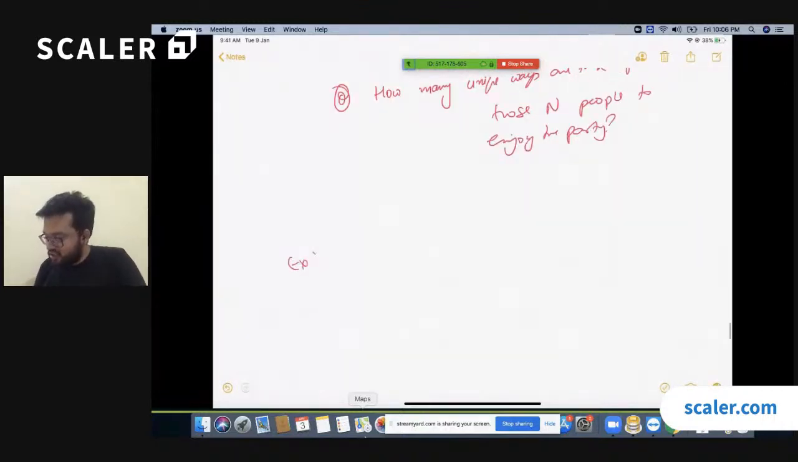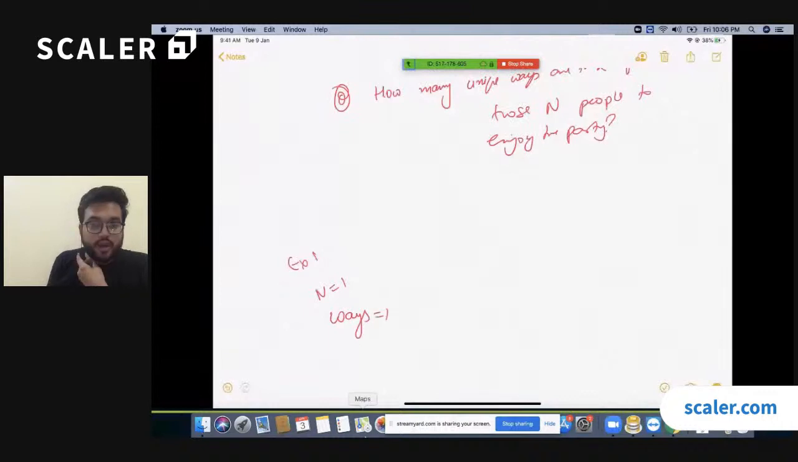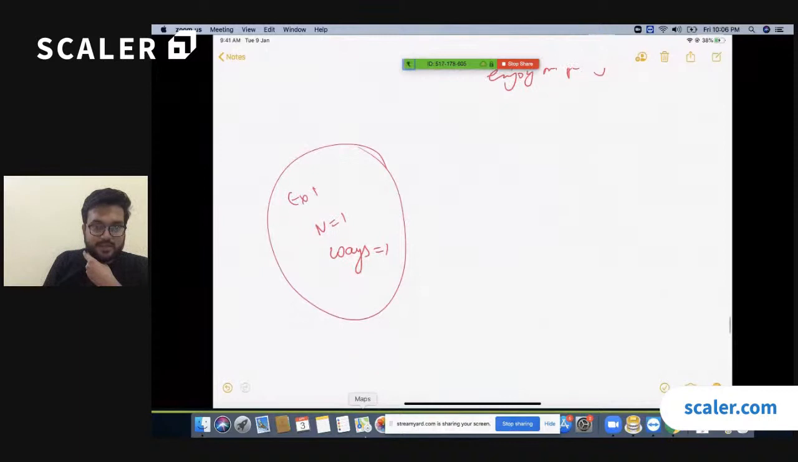Okay, cool. So let's take some examples. Let's say n was equal to 1. If there is only one person, how many ways can that person enjoy the party? There is only one way. The sad way is that he can only enjoy it all alone. So the number of ways would be equal to 1. Does it make sense, people? If there is n equal to 1 person, the number of ways that you can enjoy the party is only 1.